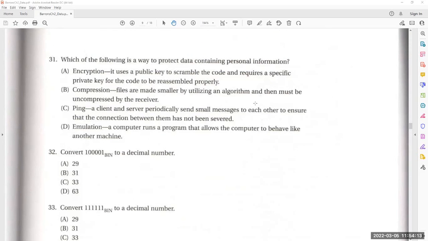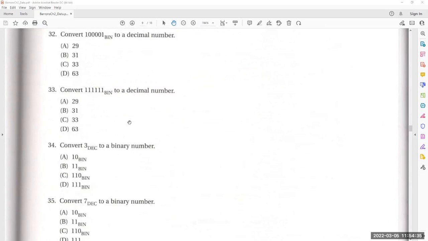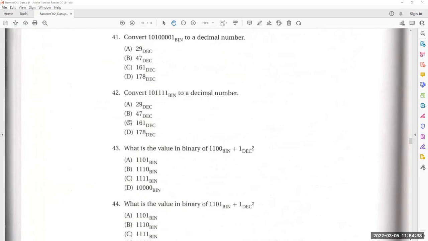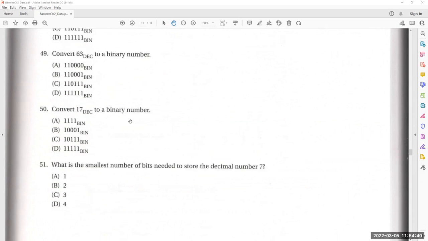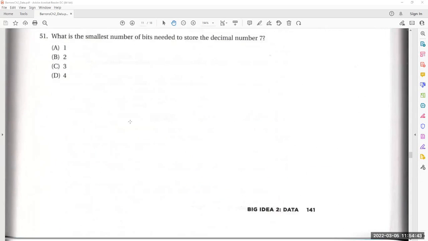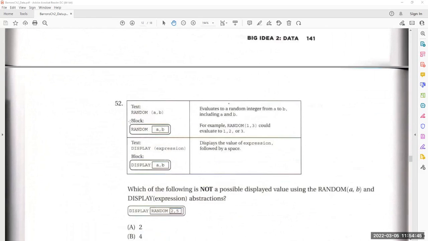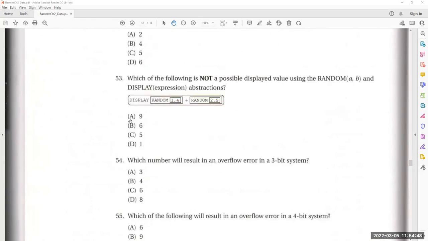Number 31, Victoria Ryan. Is it encryption, A? Personal data encryption, yes. The 31 keyword is encryption, okay. Okay, 32 is kind of binary conversion. We talked about it before, so today we just bypass all of that, okay. Number B, programming, we bypass all of that. Let me see.